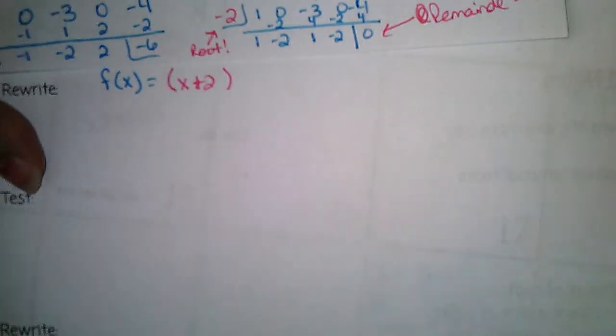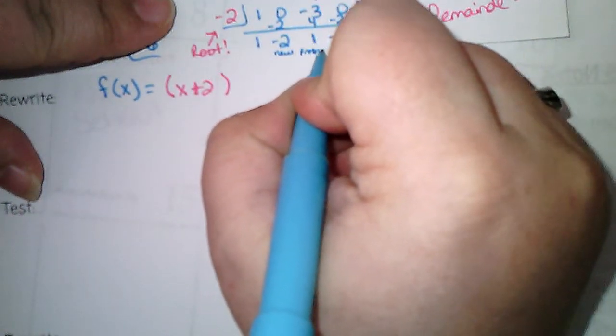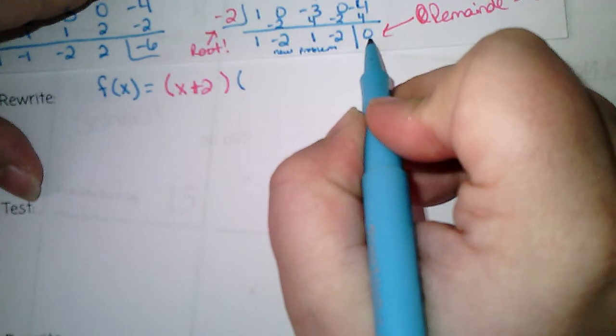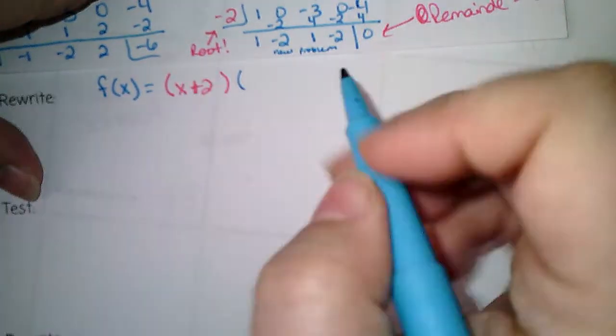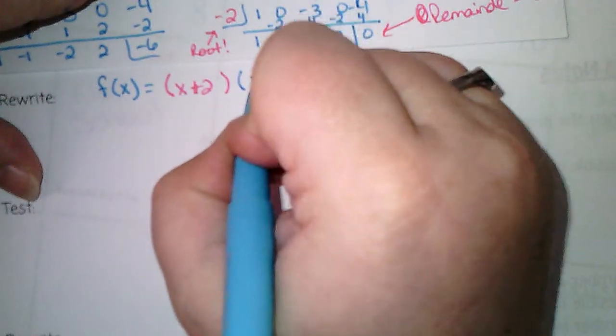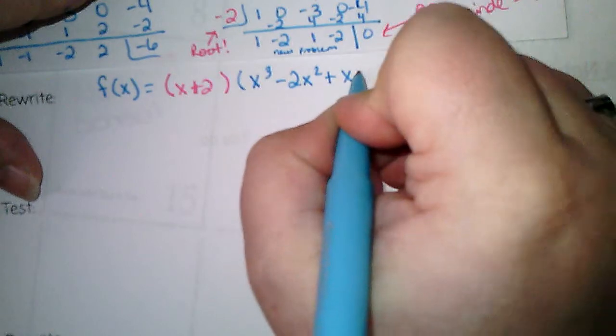Okay, so now our new problem is right here. This is our new problem. We're going to use the answer from our synthetic division. So remember it's remainder, number, x, x squared, x to the third, etc. So I've got x to the third minus 2x squared plus x minus 2.